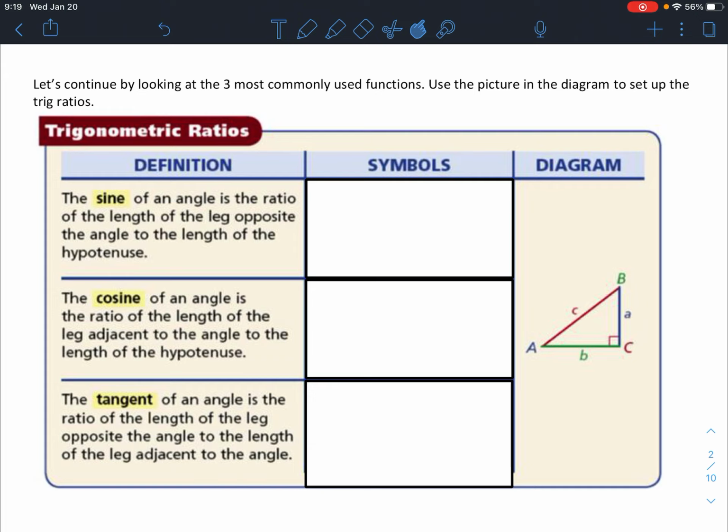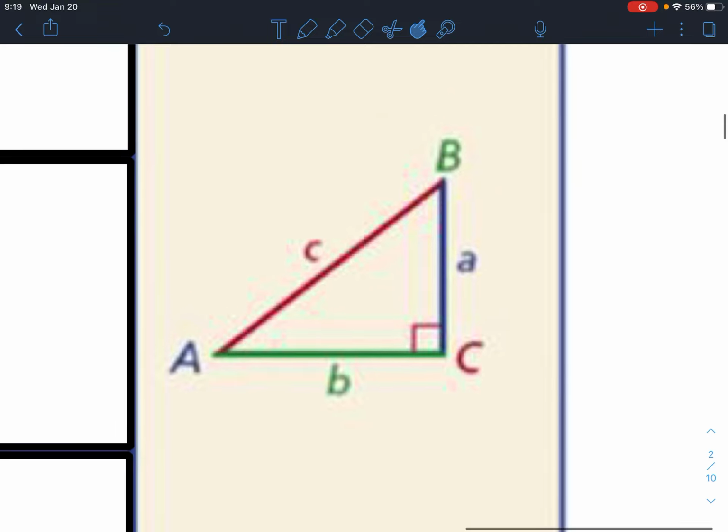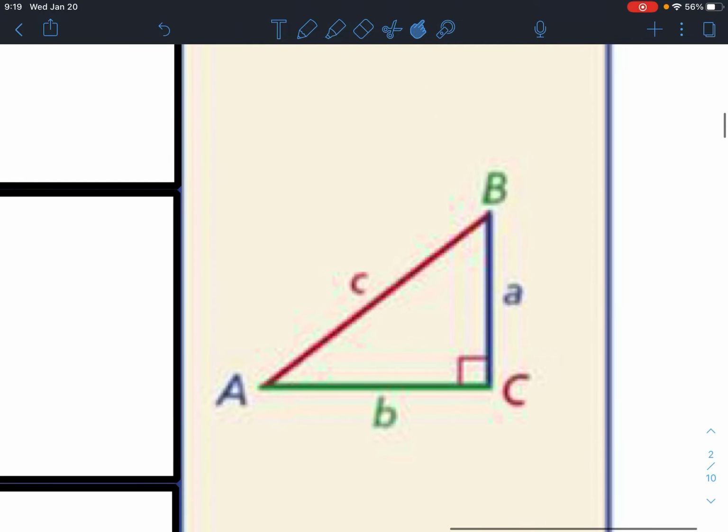All right, the first one is the sine. The sine of an angle is the ratio, as soon as you see ratio, you're thinking fraction, of the length of the leg opposite the angle to the length of the hypotenuse. Okay, so what does that mean? Let's take a look at this triangle here. We can only take the sine of angles. And in fact, when we're looking at triangles here, we can only take the sine of non-right angles. We can only take the sine of acute angles.